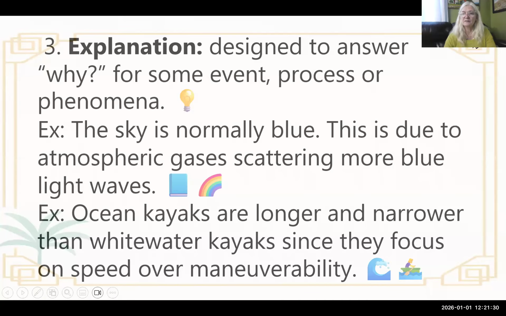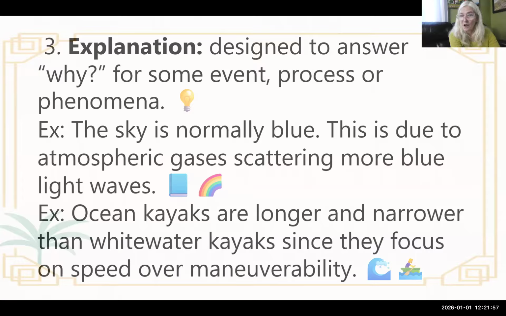Next is explanations. These are designed to answer why for some event, process, or phenomena. They aren't making an argument. They are instead expressing what is considered to be settled as a matter of process, event, or phenomenon. So for example, the sky is normally blue. This is due to atmospheric gases scattering more blue light waves.